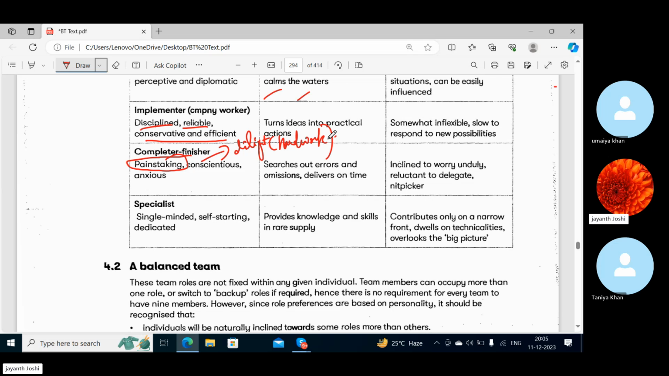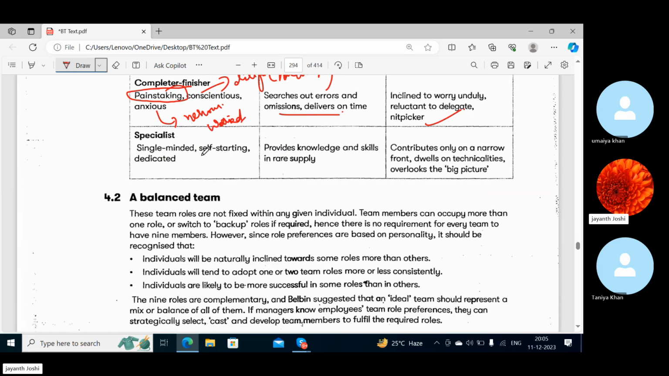Anxious about doing something, like very nervous, can I say? Yes, sir. Somewhat like fearing and doing things so that things should not go wrong, worried. He doesn't want anything to be spoiled, and wants fewer errors. So searches out errors and omissions, delivers on time, inclined to worry, reluctant to delegate, nitpicker.